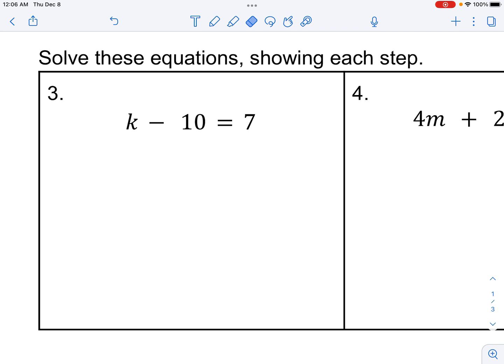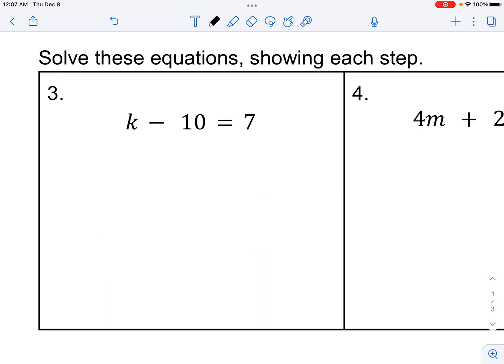Now a lot of you could figure out some of these in your head, but I was really looking for whether you could show your steps clearly using inverse operations, not just guess and check. So for instance, in this problem, k minus 10 is equal to 7. I wanted to see one of two methods, either using your inverse operations on both sides of the equation or treating it like a mystery number method. So I'm going to show each of those.